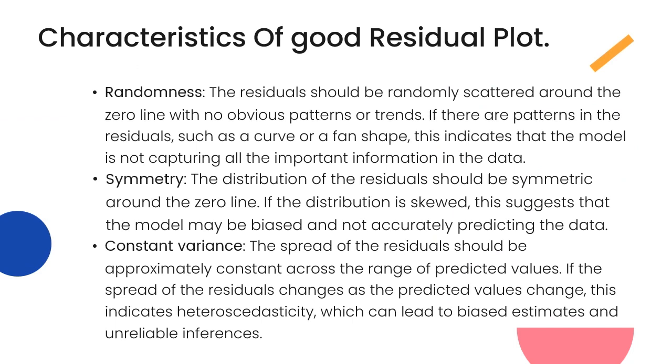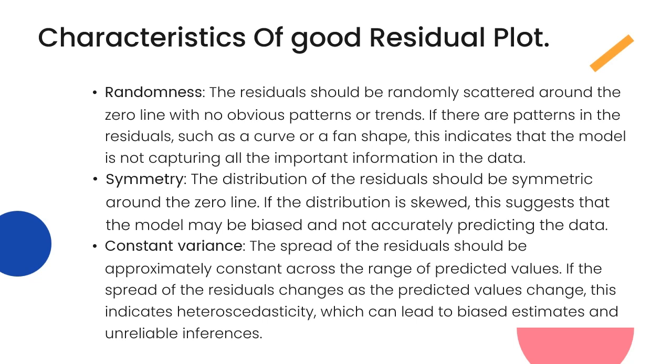The first characteristic is randomness. The residuals should be randomly scattered around the zero line with no obvious pattern or trends. If there are patterns in the residuals, such as a curve or a fan shape, this indicates that the model is not capturing all the important information in the data. The next characteristic is symmetry. The distribution of the residuals should be symmetric around the zero line. If the distribution is skewed, this suggests that the model may be biased and not accurately predicting the data.